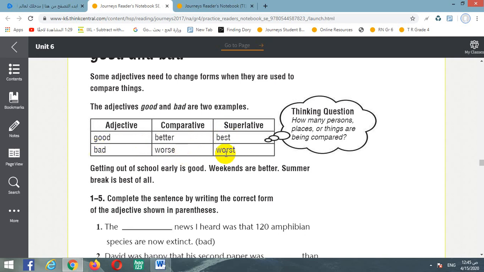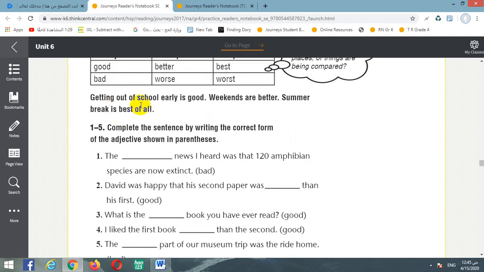Bad, worse, worst. Going out of school early is good. Weekends are better. Yes, excellent. Why better? Because here we are comparing between weekends and getting out of school early. So here, instead of good, it will be better. Summer break is best. Here's superlative.